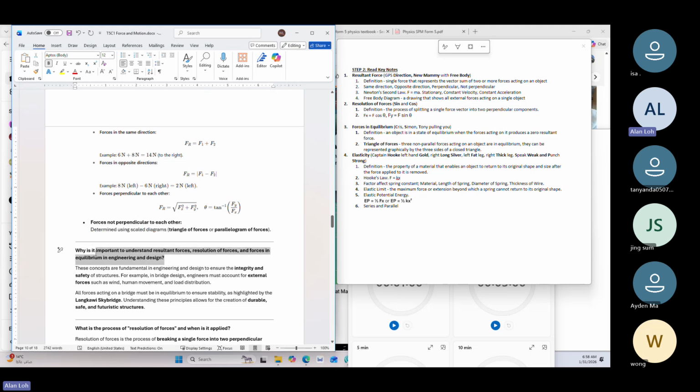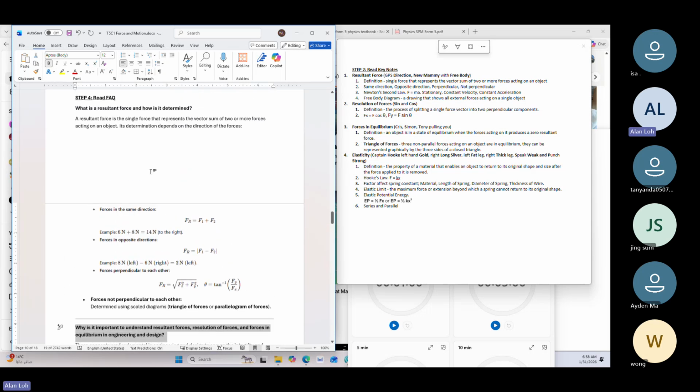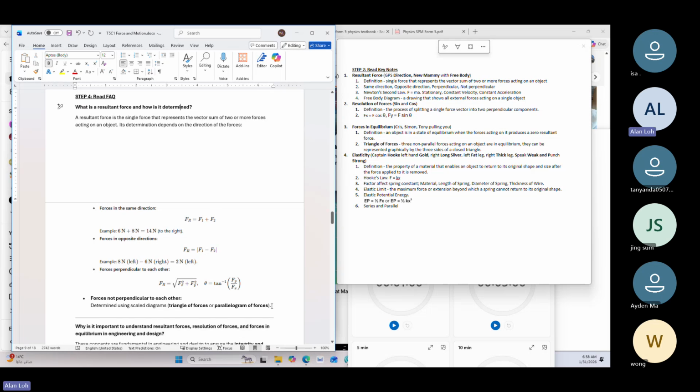This is not drawer number 1. This is a combination of drawer number 1, 2, and 3, right? Because it's talking about resultant force, resolution force, and equilibrium, right? Now, let's do this in 1 minute. Let's read this. I know it's a bit scary to read the formula, but give it a try. In 1 minute, let's read this.